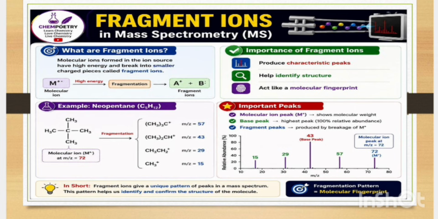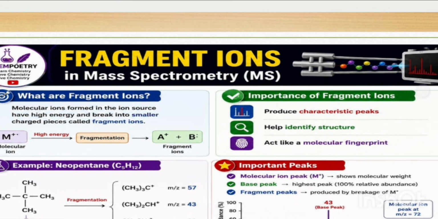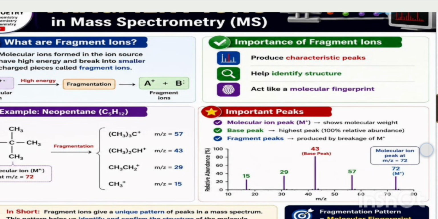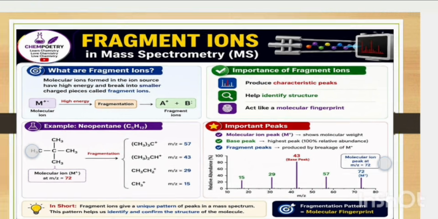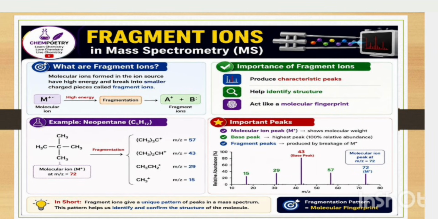There are three important types of peaks that we should remember. First is the molecular ion peak or M positive peak, which gives molecular mass information. Second is the base peak, which is the tallest and most intense peak in the spectrum. Its intensity is considered 100%. Third are the fragment peaks, which arise due to the breakdown of the molecular ion and provide structural information. Together, these peaks help us determine both the identity and structure of a compound.